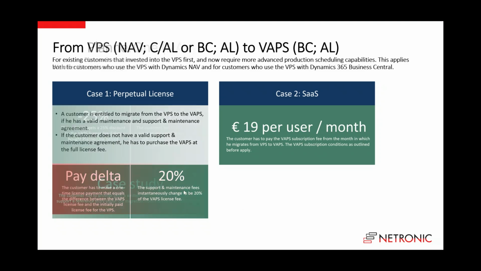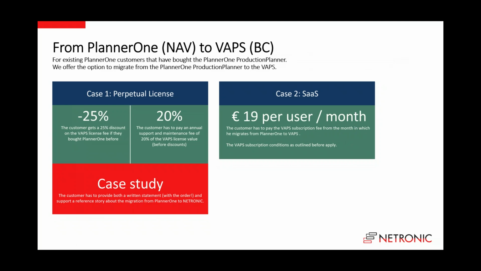And then we have a migration package also from Planner 1 to the VAPS. We give a discount on the license if they bought the Planner 1 license before. The condition is, so we don't give them a discount for free, we expect them to give us a written statement with the order why they chose Netronic and to support a reference story after the migration. So this is also something we offer.